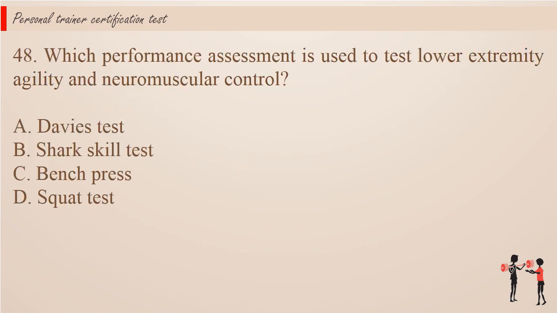Question 48. Which performance assessment is used to test lower extremity agility and neuromuscular control? A. Davis test. B. Shark skill test. C. Bench press. D. Squat test.